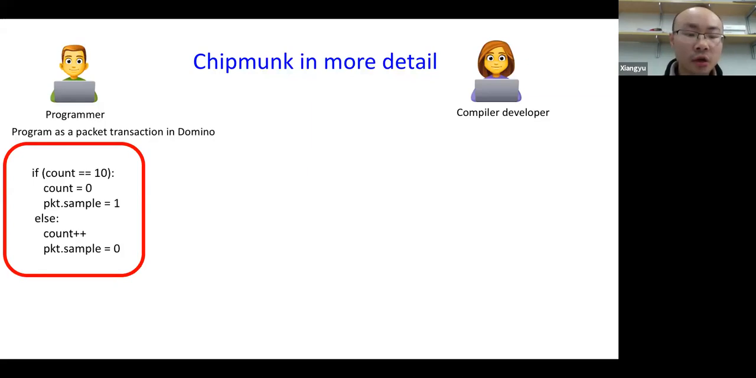We can also use the atomic construct in P4-16 to express this packet transaction and plan to support this in the future. The programmer can use state variables such as count to represent persistent switch state and packet fields such as packet.sample to represent fields in the packet header.